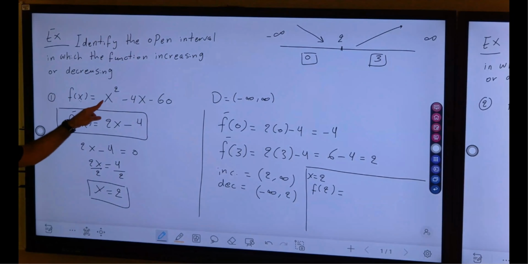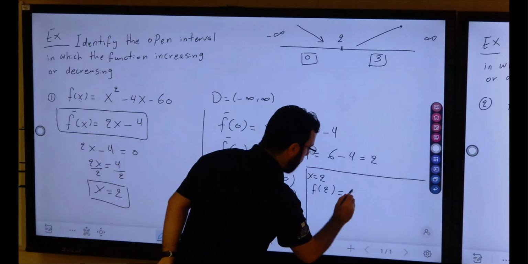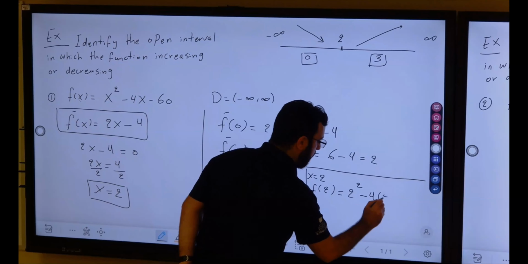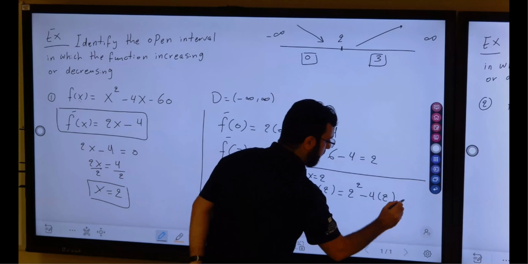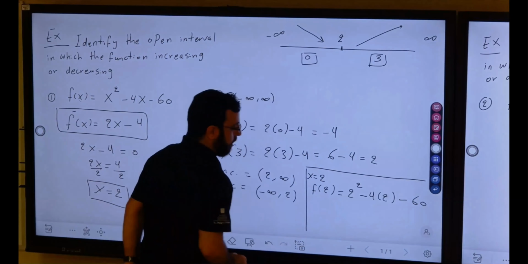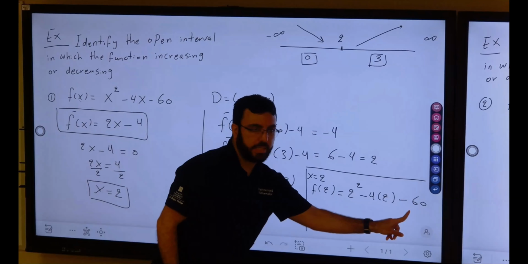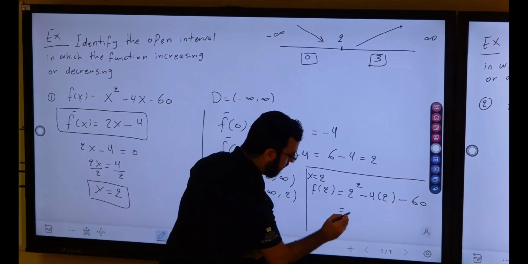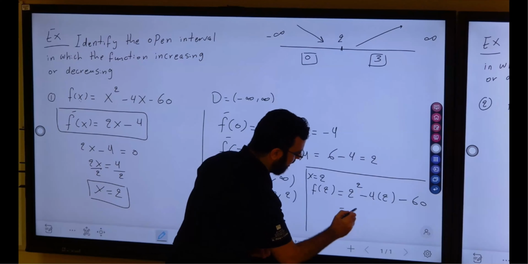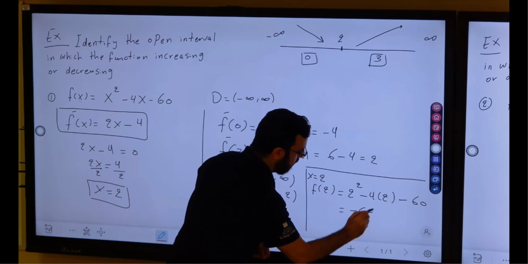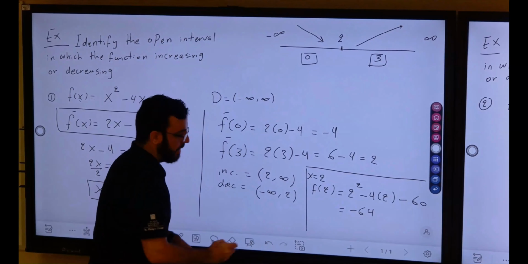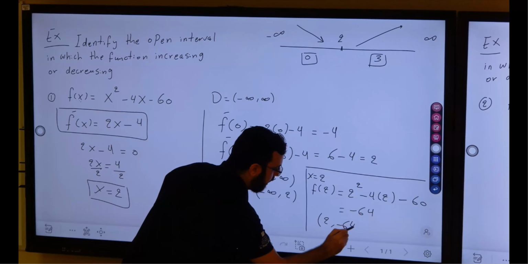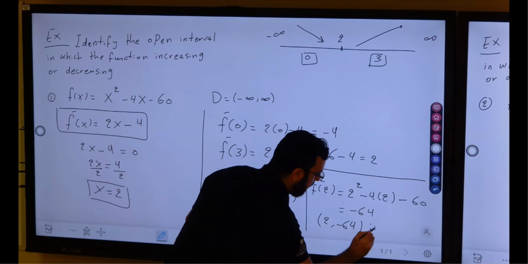That means f of 2 is going to be equal. Plug into the function, it's going to be 2 squared minus 4 times 2 minus 60. So this is negative 8 minus 60, negative 68, plus 2, plus 4 is going to be what? Negative 64. That means 2 and negative 64 is what? Is relative.